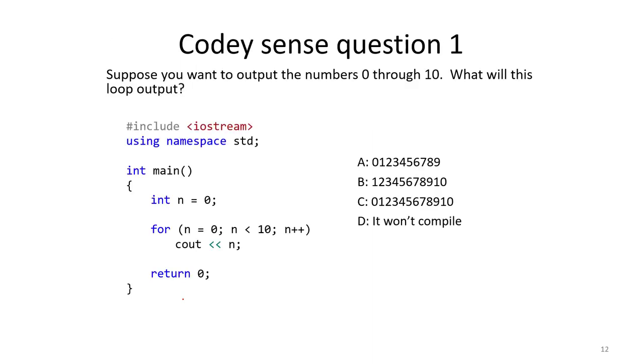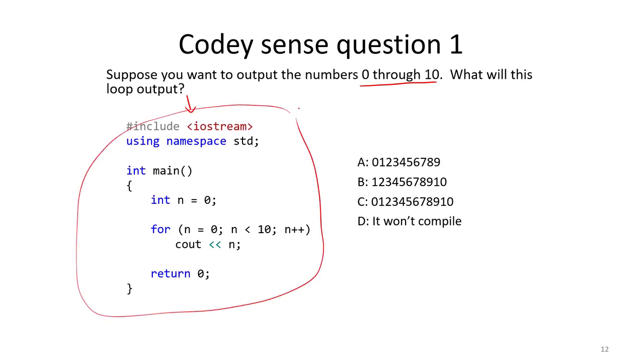Let's go ahead and start with Cody Sense question 1. We are told that we want to output the numbers 0 through 10, and we are asked, what will this loop output? Given some code, we want to output 0 through 10, but what is this program going to give us? Take a moment and think about it.